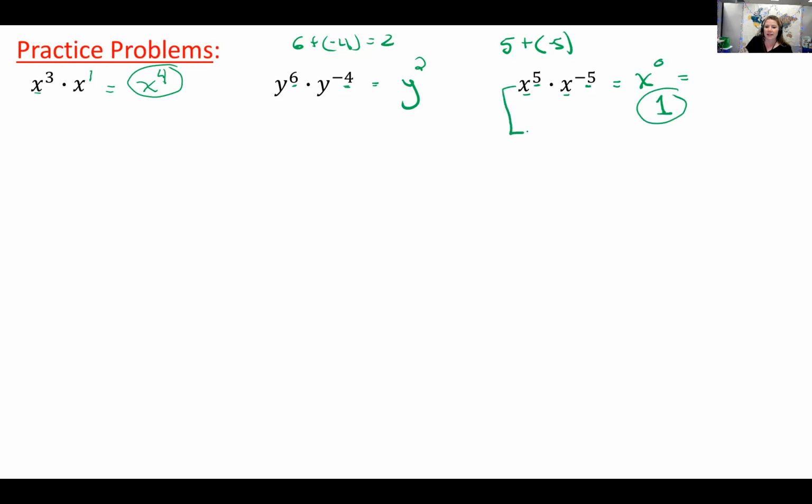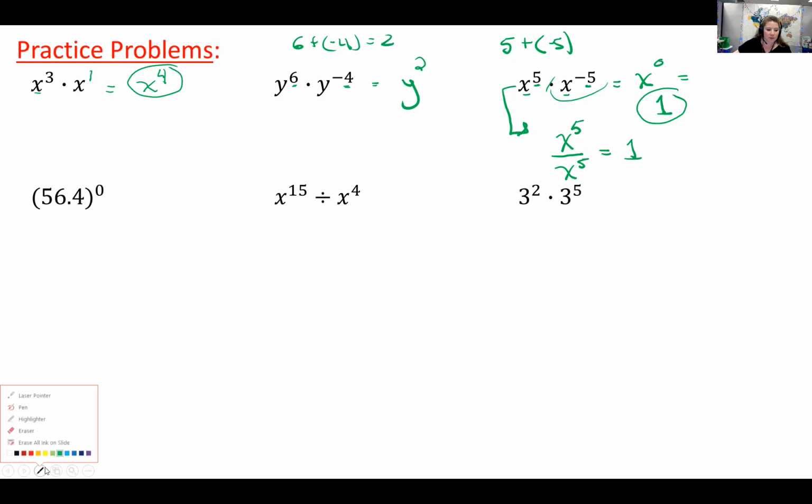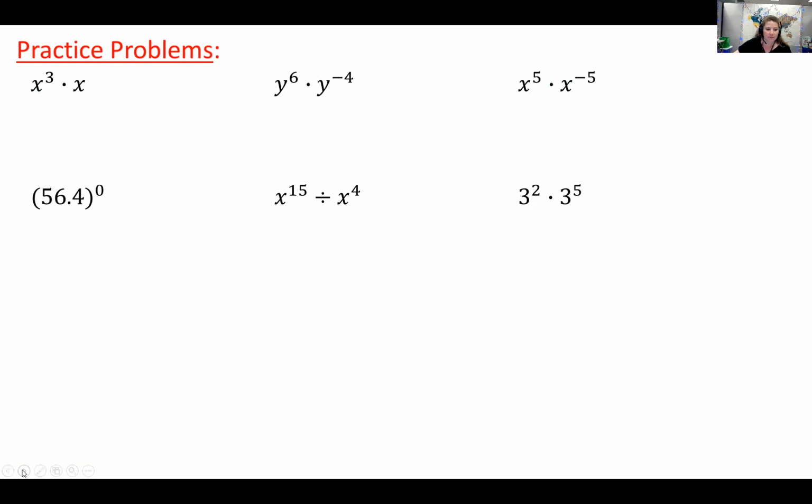And this would make sense because if we wrote this out, it would be x to the 5th, basically over, because this makes it go down into the denominator. So if we have 5 x's on top, 5 x's on bottom, they would all cancel each other out, leaving us 1. All righty. The next one, let me clear up the screen.